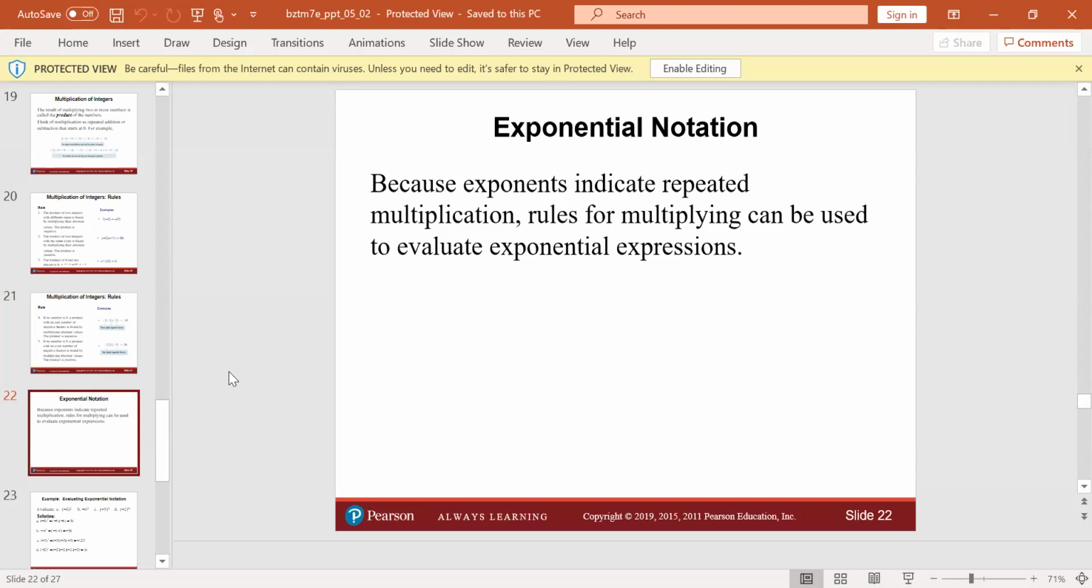Exponential notation. We talked about exponential notation last time when we were doing prime factorizations of numbers. Remember last time I said, here I'm doing 2 times 2 times 2. I've got 3 2's going on, so I'm just going to write that 2 to the 3rd power. That's exactly what it is.